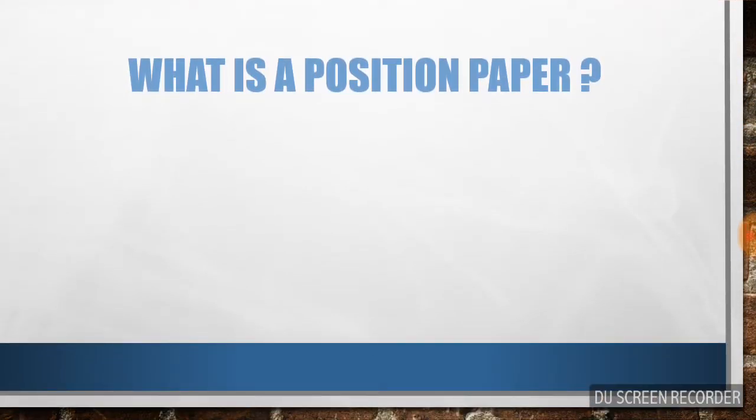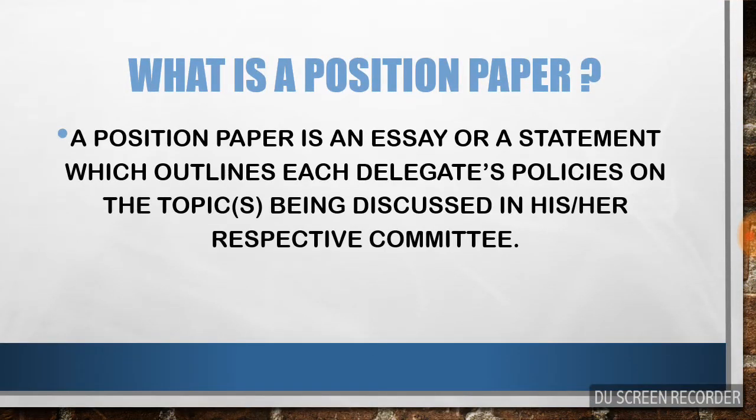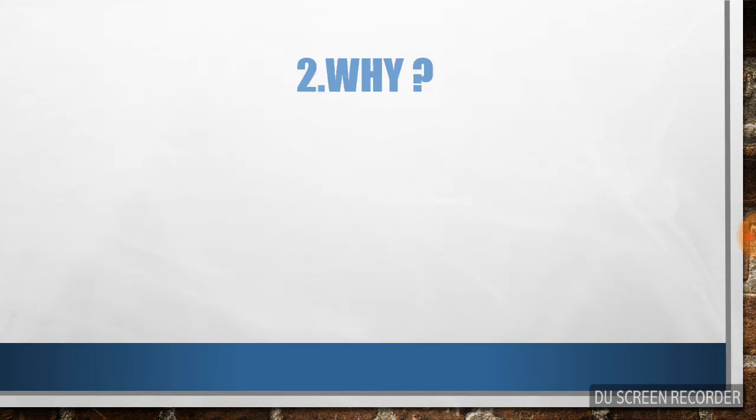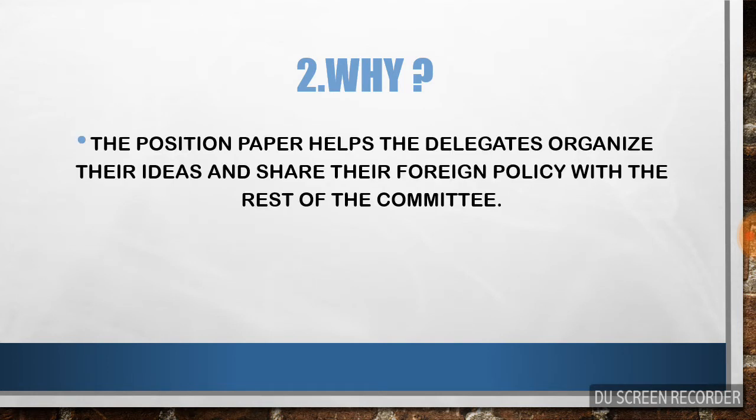1. What is a position paper? A position paper is an essay or a statement which outlines each delegate's policies on the topics being discussed in his or her respective committee. Most position papers are 1 page in length for each topic.